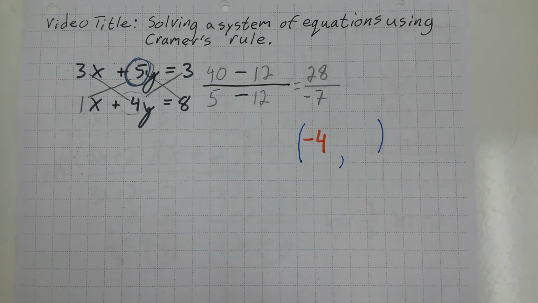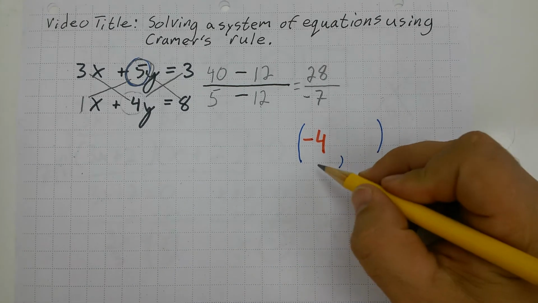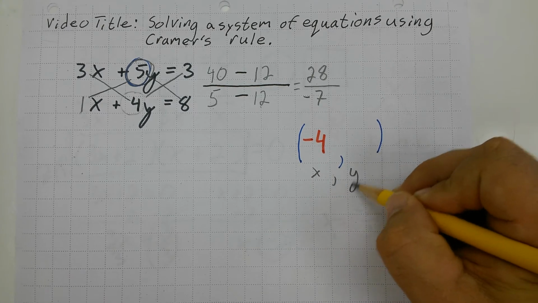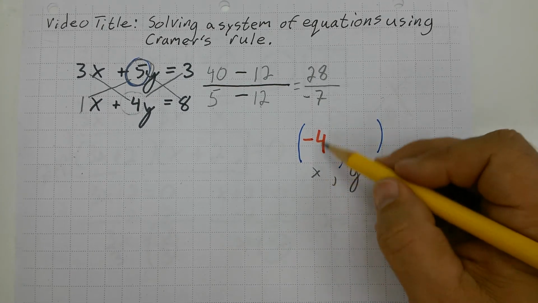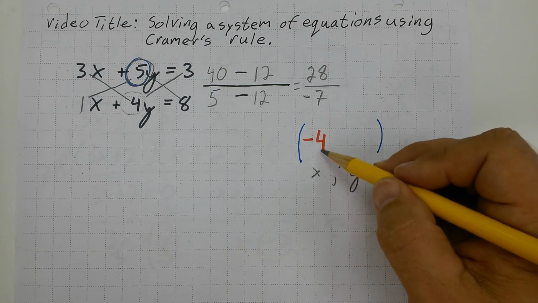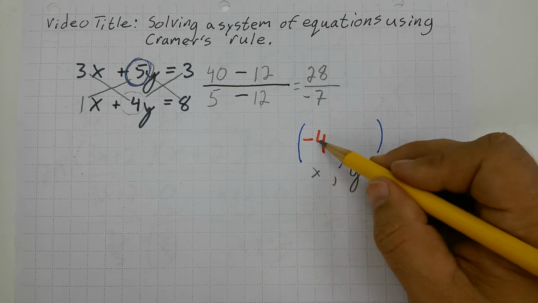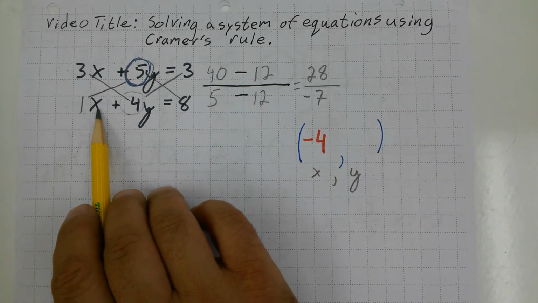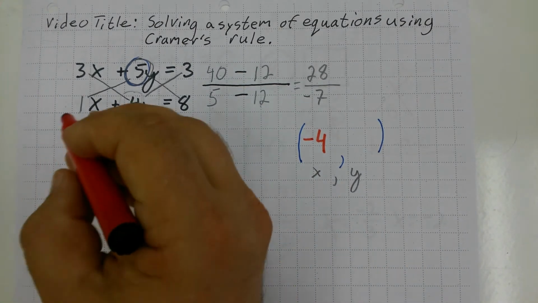Now I'm no longer going to implement Cramer's rule. What I'm going to do is a simple substitution. This is my X value, this is my Y value. And you ask yourself, what's X equal? Well, X equals negative 4. So you tell me, what can I plug in this equation for X? And your answer should be negative 4.